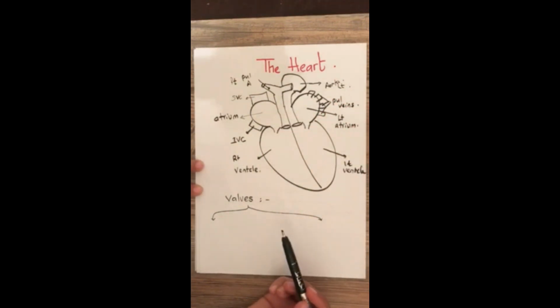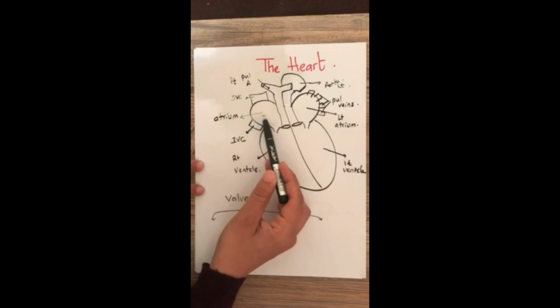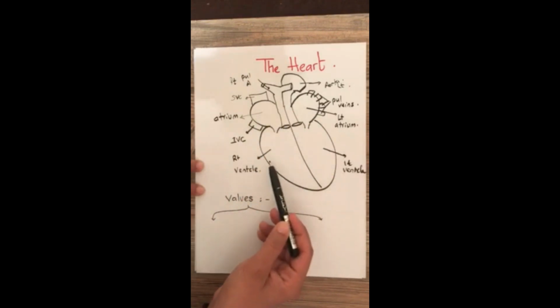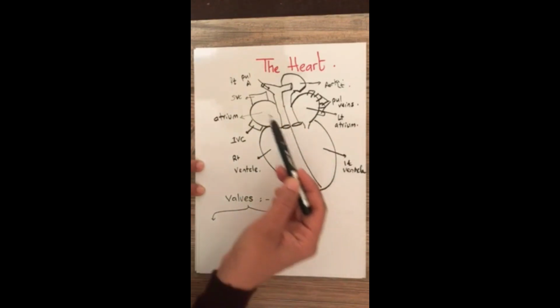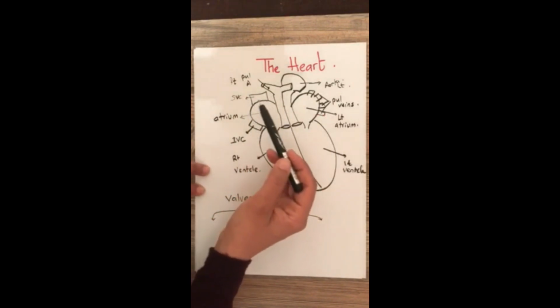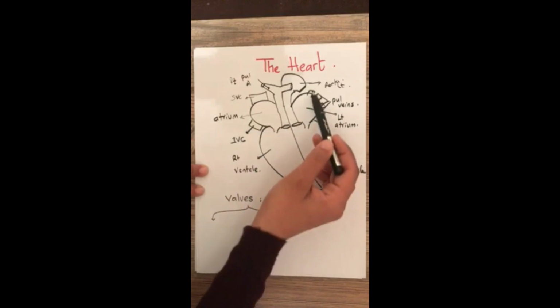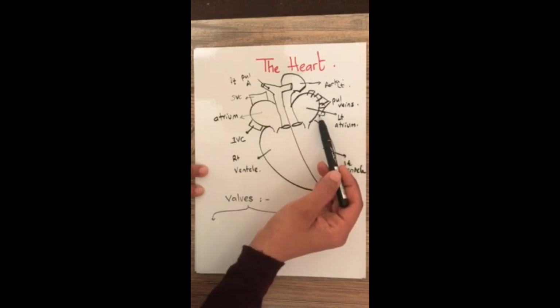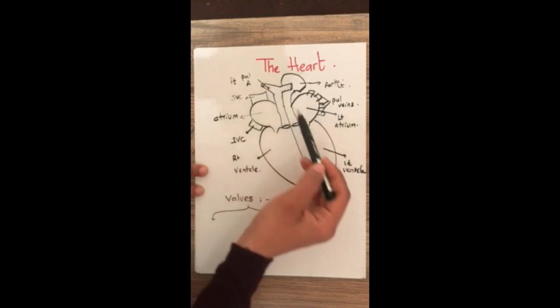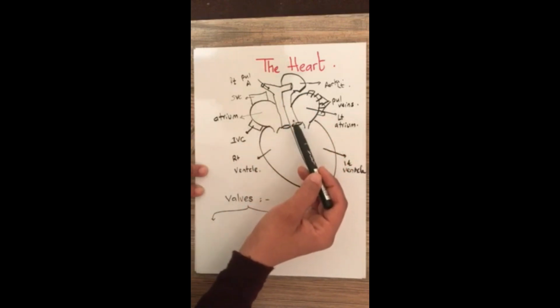So the heart consists of 4 chambers: right atrium, left atrium, right ventricle, left ventricle, and we have the arteries and veins. The veins are superior vena cava, inferior vena cava, and 4 pulmonary veins. The arteries are pulmonary artery and aortic artery.